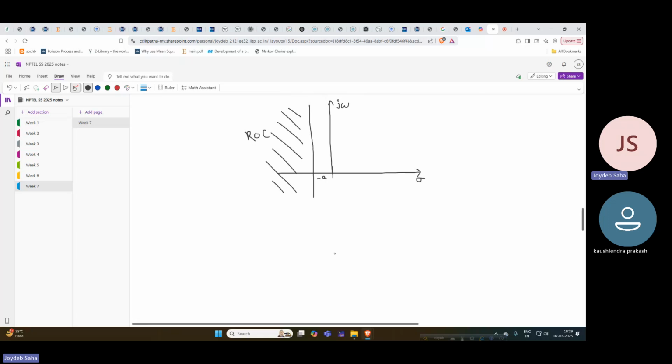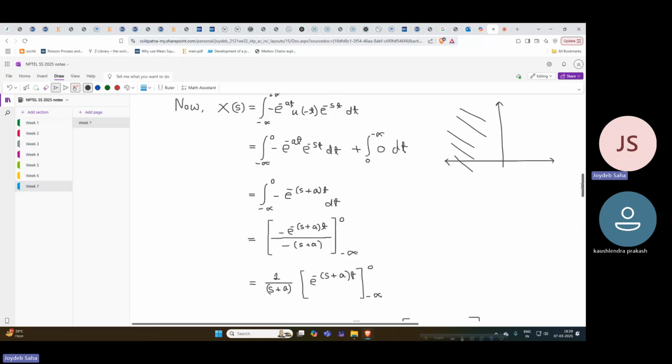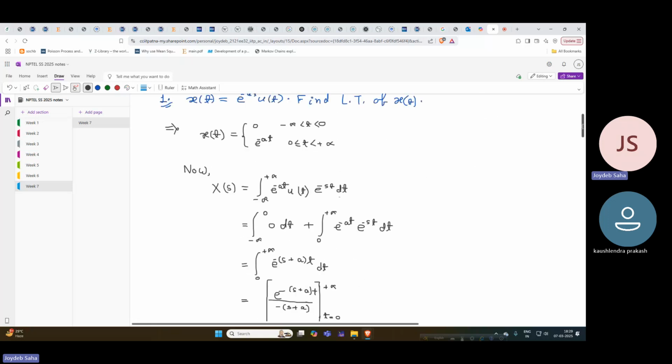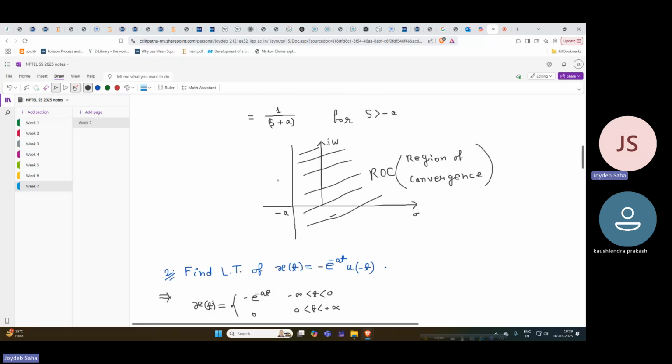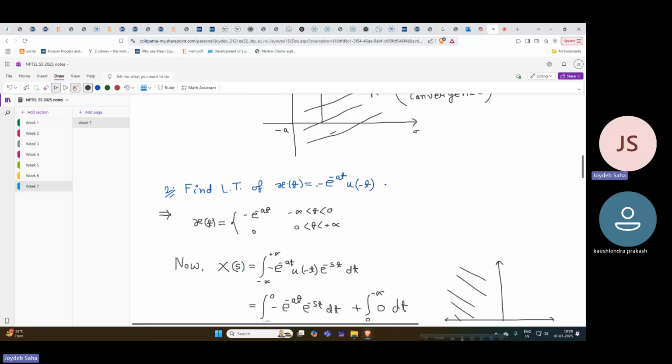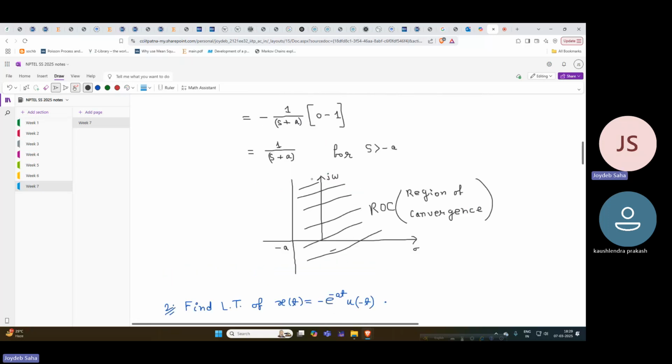Okay, so this is the difference between the two problems. The first problem was x(t) equal to e to the power minus at u(t), and the second problem is x(t) equal to minus e to the power minus at u of minus t. In both cases the answer is the same, 1 by s plus a, but the region of convergence is different.